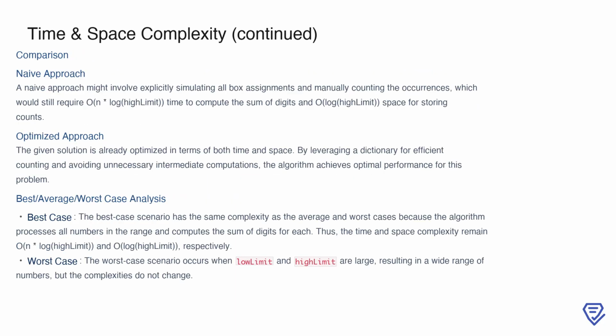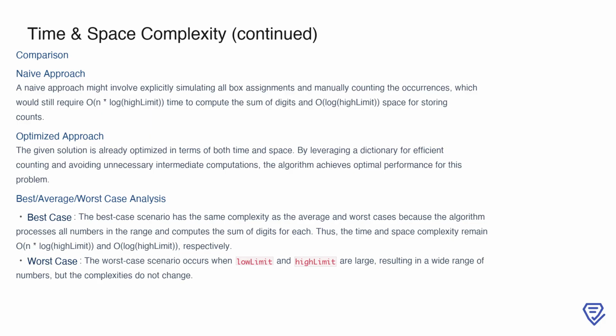Let's compare this optimized solution to a naive approach. A straightforward method might involve explicitly simulating all box assignments and manually counting the occurrences. While it would still require O(n log high limit) time to compute the sum of digits for all numbers, it would likely involve additional overhead due to less efficient counting mechanisms. In contrast, the optimized solution avoids unnecessary intermediate computations and leverages a dictionary for efficient counting, achieving the same asymptotic time and space complexity but with improved performance.